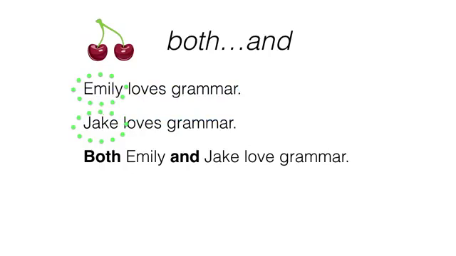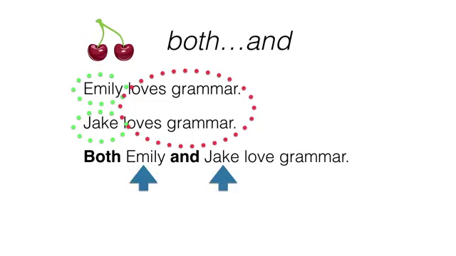And you can see that the predicate, or the rest of the sentence, is the same for each of these two sentences. That means we can make a new sentence with a compound subject, Emily and Jake. And when both and connect two subjects, the verb is a plural verb.